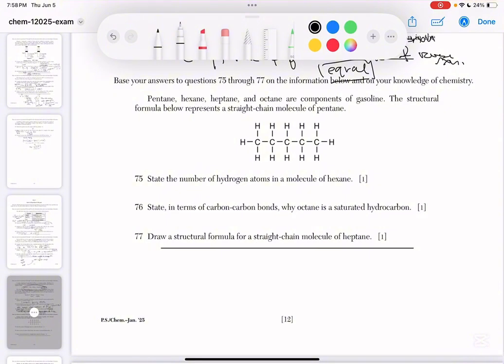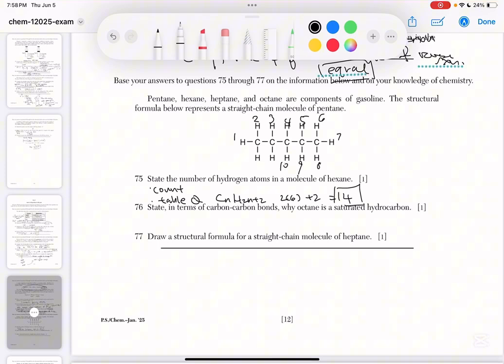Say the number of hydrogen atoms in a molecule of hexane. So for this one, you can either count or you can work smarter by using Table Q. Since this is an alkane, you can use CnH2n+2. 2 times 6 plus 2 is 14, so you would say 14. Or you can count 1, 2, 3, 4, 5, 6, 7.